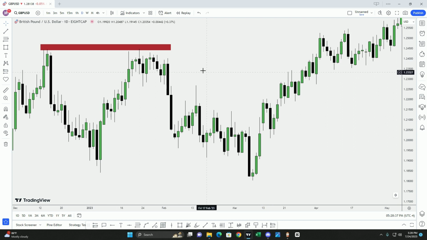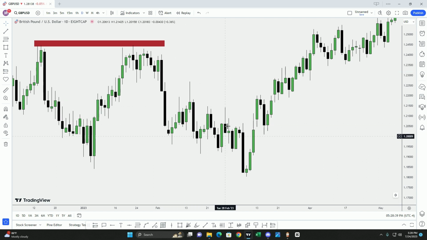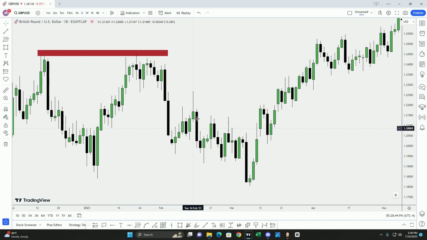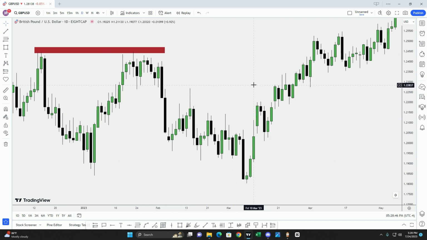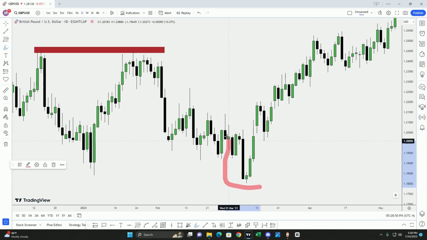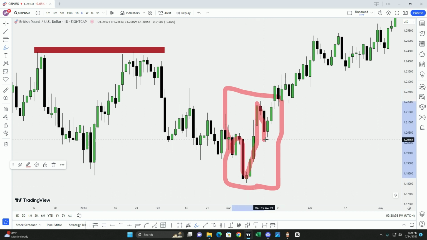But you have your accumulation, manipulation, distribution, but you also have your market maker buy model. And on top of that, you also have your 2022 model right here. Sell side, buy side, entry. 2022 model. Okay. Accumulation, manipulation, distribution. Power of three. Market maker buy model.